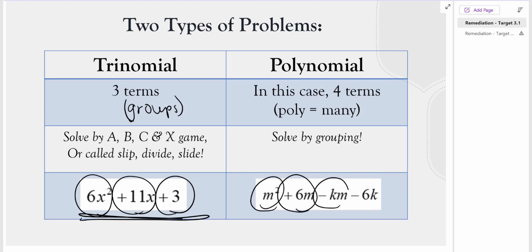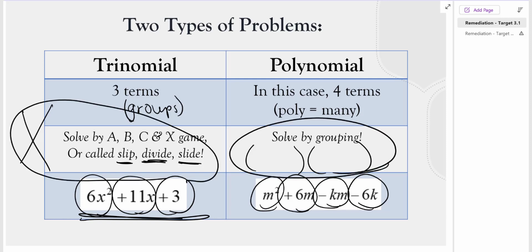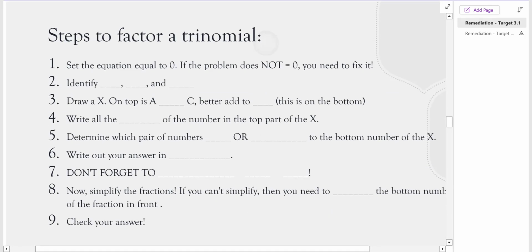1, 2, 3, 4. So for the trinomial, we're going to be using the ABC and the X game to solve. Polynomial will be solving by grouping, where we group up in 2 groups. Okay, and the trinomial one over here, it's also called slip, divide, slide. A lot of teachers don't like this method, and they do grouping for both, but I like to teach this method for trinomials and then this method for polynomials. So first we're going to be doing trinomials.